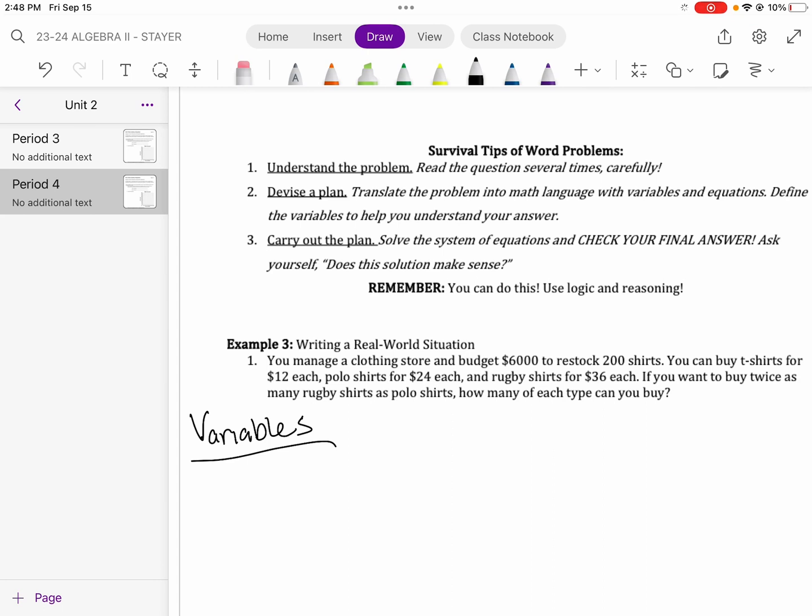You manage a clothing store and your budget is $6,000 to restock 200 shirts. You can buy t-shirts for 12, polo for 24, the old rugby for 36. If you want to buy twice as many rugby shirts as polo, how many of each type should you buy? That is assuming you want to spend all of your money. So variables, instead of X, Y, and Z, we'll say T is for the t-shirts, P is for the polo, and R is for the rugby.